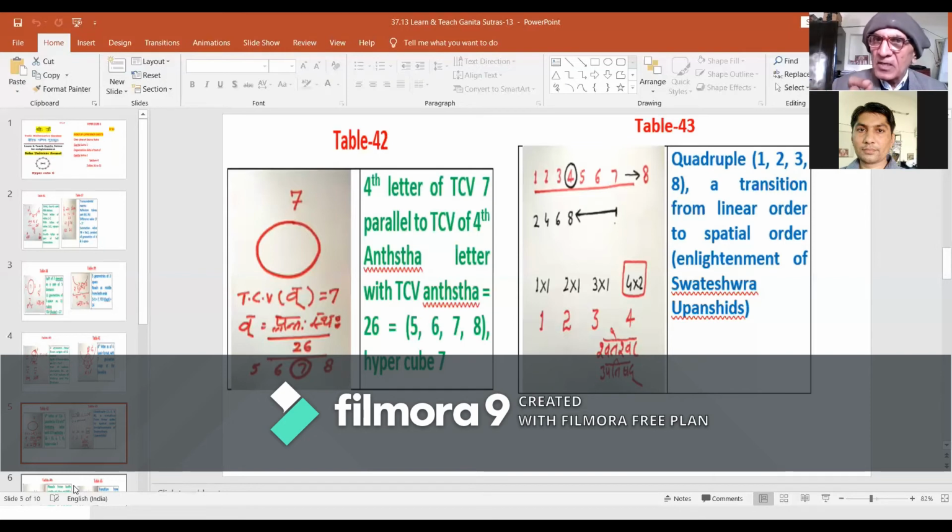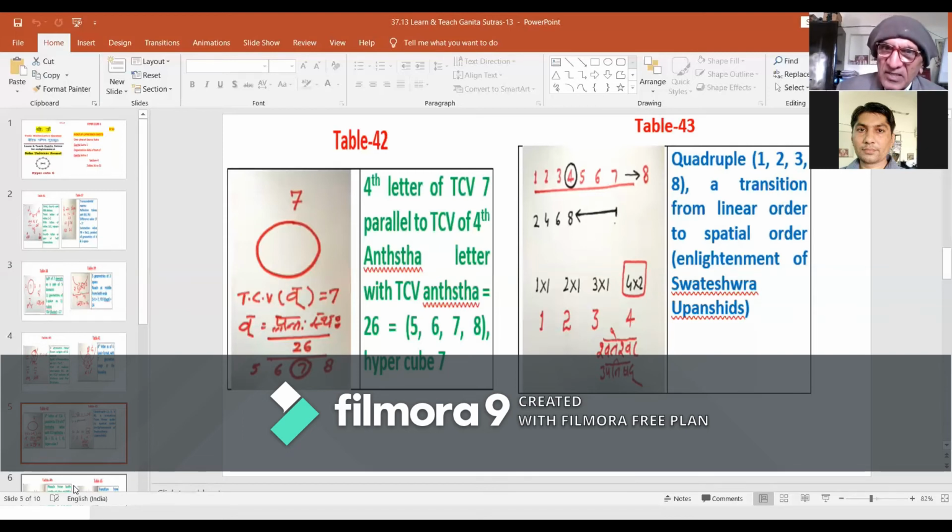Now see, when we want to have a reach from value 7 along a line to value 8, then it would mean we have to take 8 steps. However, if we have a shift of a unit, if we are in a surface, if we are having 2 as a unit, then this will be covered only in 4 steps. Quadruple 1, 2, 3, and then 8 is a transition from linear order to spatial order.